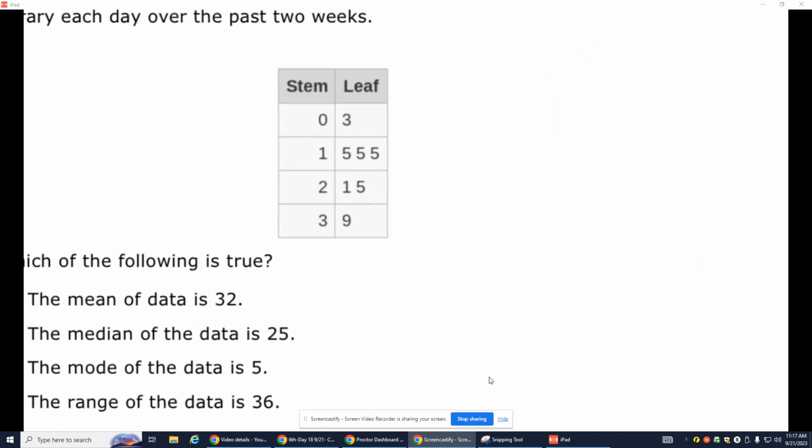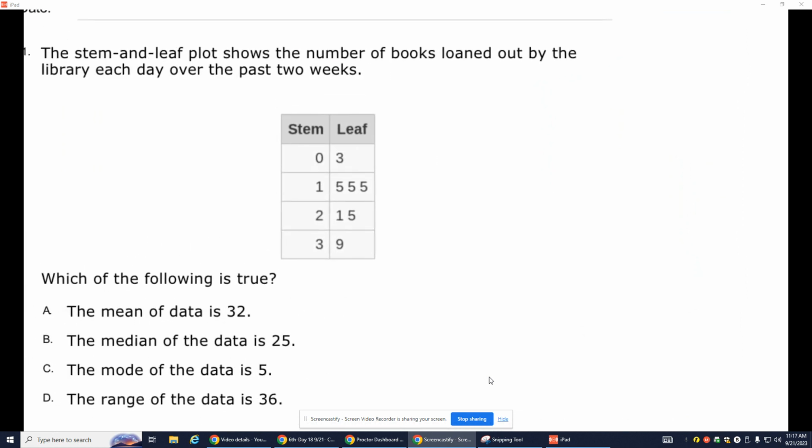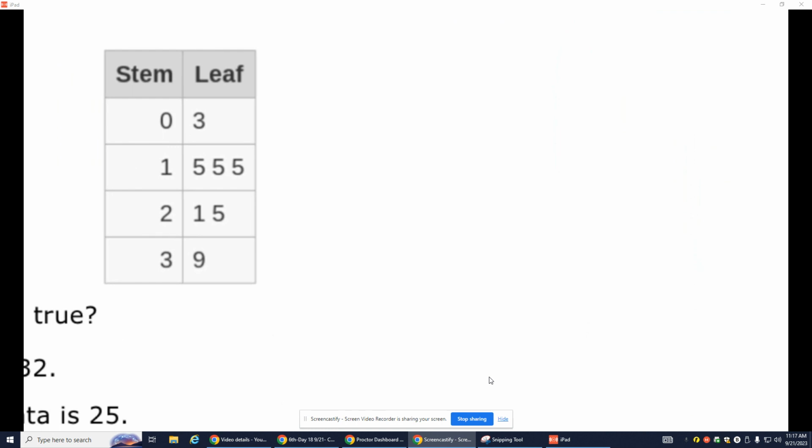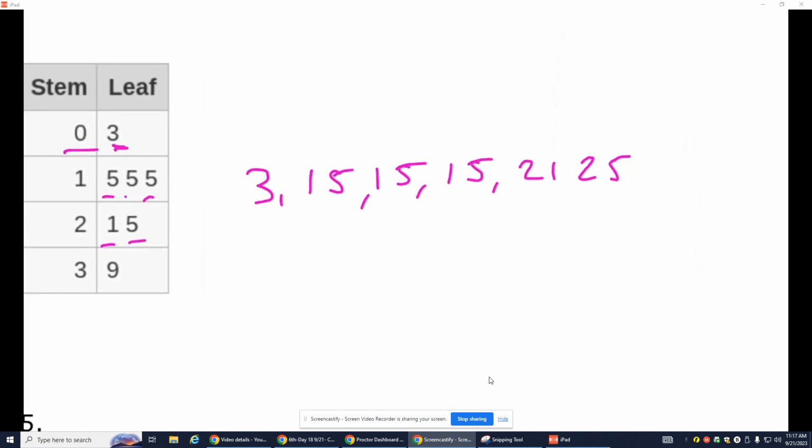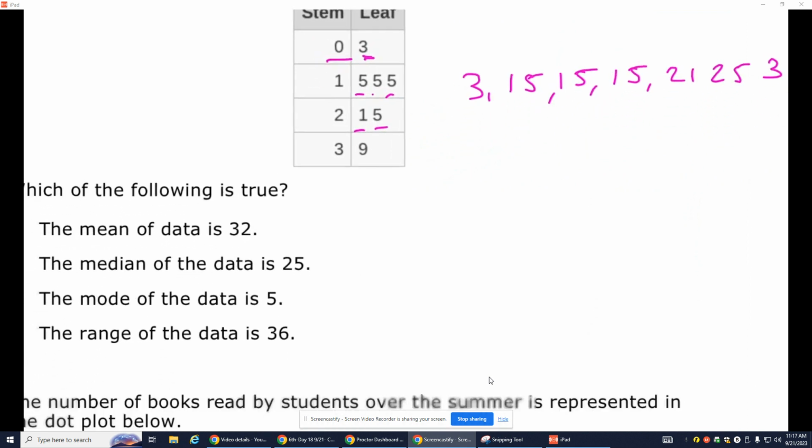So one of the things I always suggest is that we write things out, write all the values out. And so I'm looking at my first value is just a 3 because of the 0 in the stem. So that's 3. Then I have 1, 2, 3 15s. Then 21, 25. And then 39. So I know it's asking for my mean, median, mode, and range.